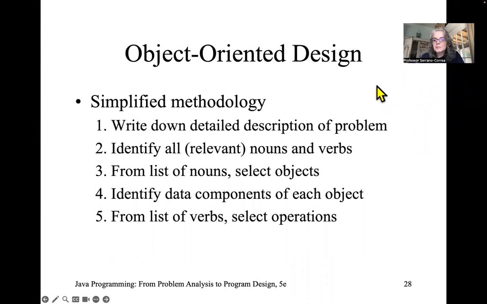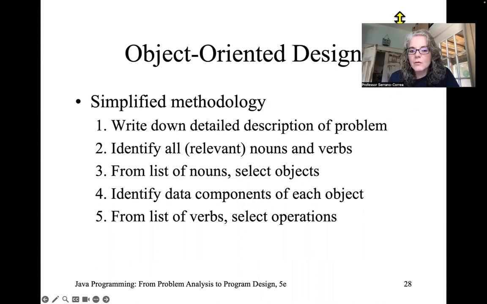And look at the simplified methodology of how we design an object-oriented program. So again, this is simplified, okay? We write down the detailed descriptions of the problem. So somebody's going to give us the problem, and we're going to write a class to solve this problem. It could be that it takes one class, it could be that it takes multiple classes. We're going to identify all the relevant nouns and the verbs. So we're going to do this together in just a second.